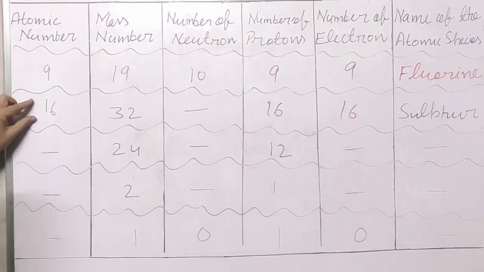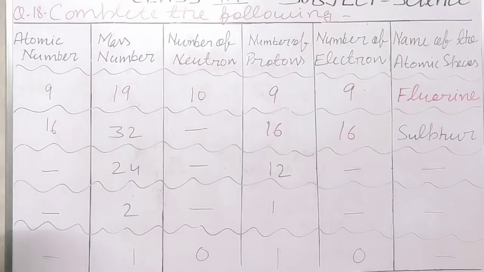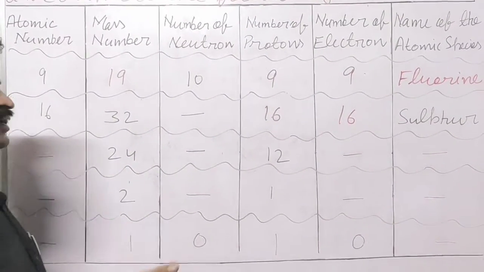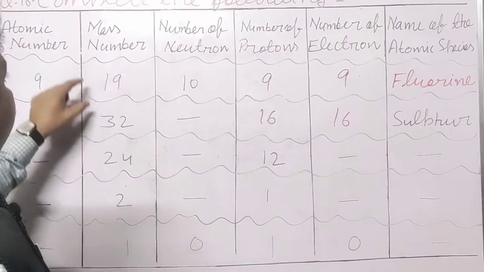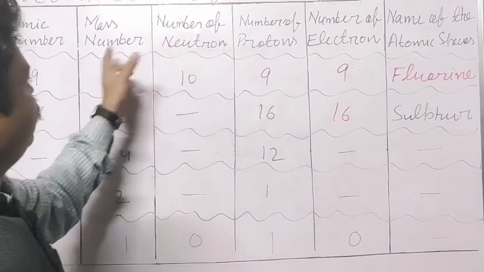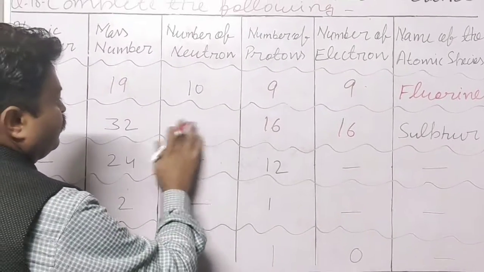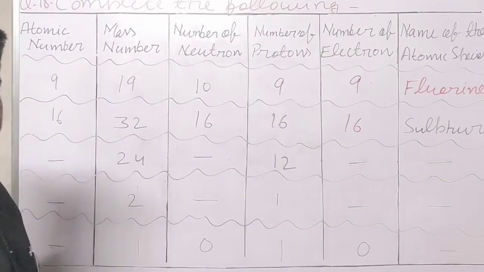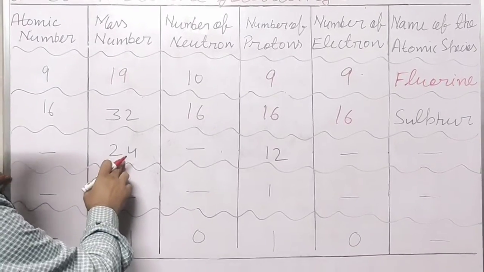Now we will try to find out the number of neutrons. How do we find the number of neutrons, student? When we subtract the number of protons from the mass number, then we get the number of neutrons. And what is it? It is also 16.